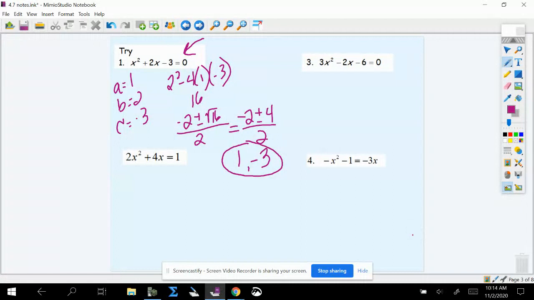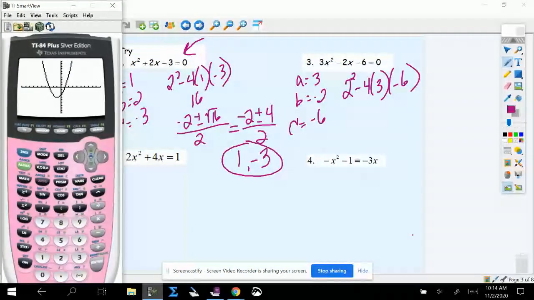Next one, I'm going to go to the right here. So a is 3, b is -2, c is -6. So b squared, when b is negative and I square it, I'm just going to get a positive. So I'm just going to write 2 squared. I'm not going to write -2 squared unless I want to use parentheses. Minus 4 times 3 times -6. Again, if it helps to use a calculator, 2 squared minus 4 times 3 times -6.